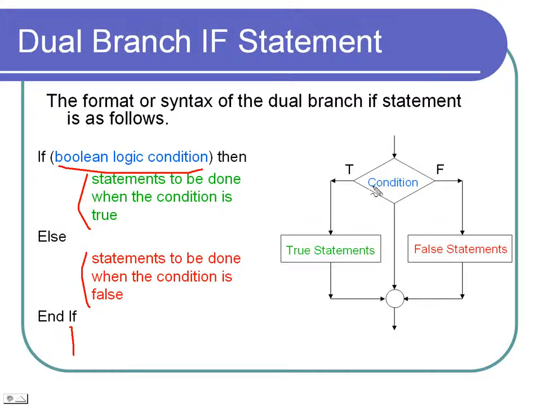And again, looking at the condition over here, we've got a condition right here, and we've got two branches. We've got the true and we've got the false. So it'll either do these statements here or it'll do these statements here. And then it goes on with the rest of the program.